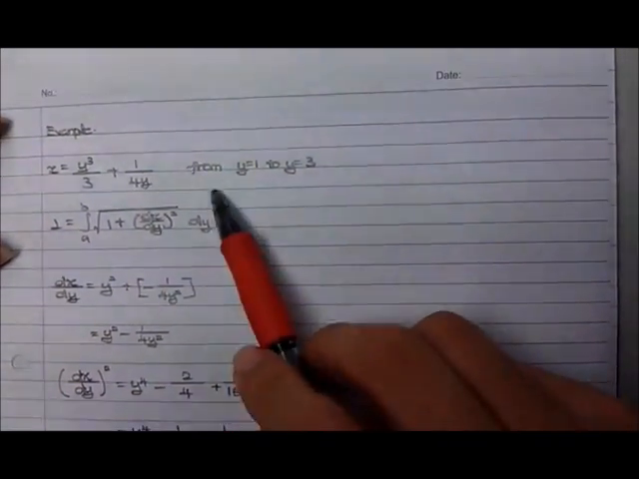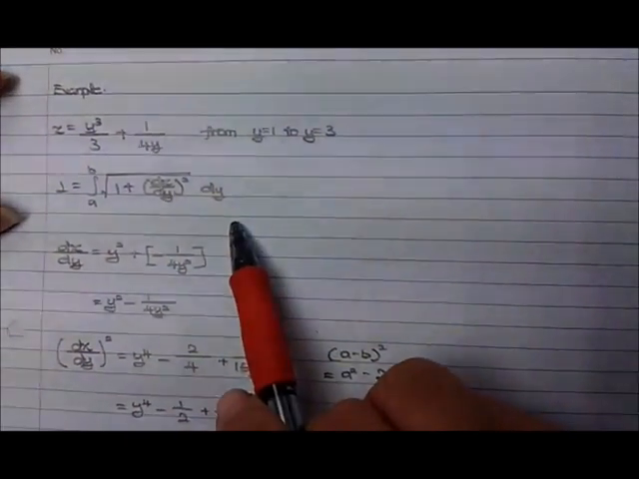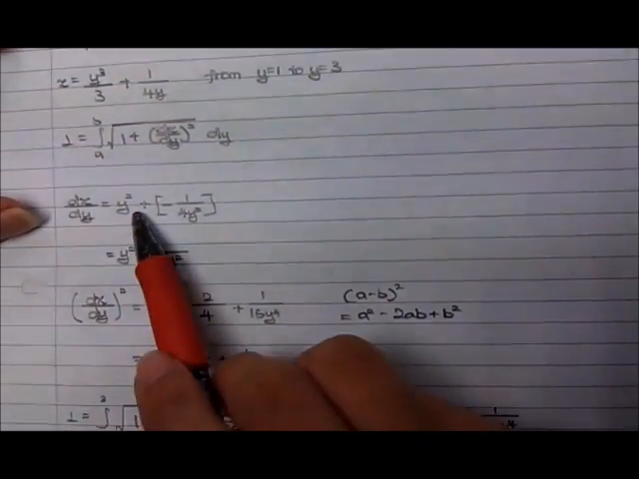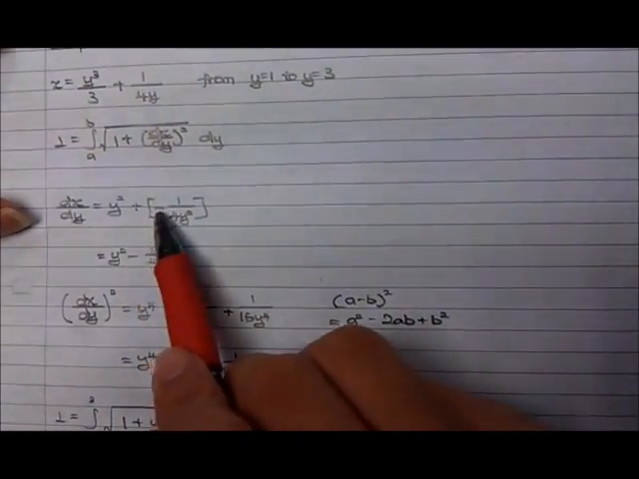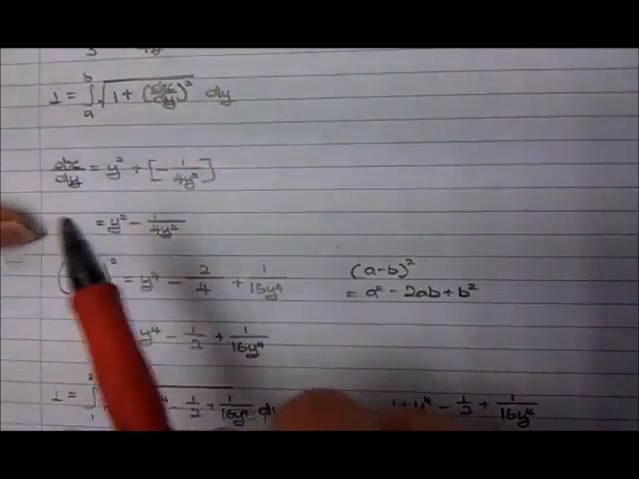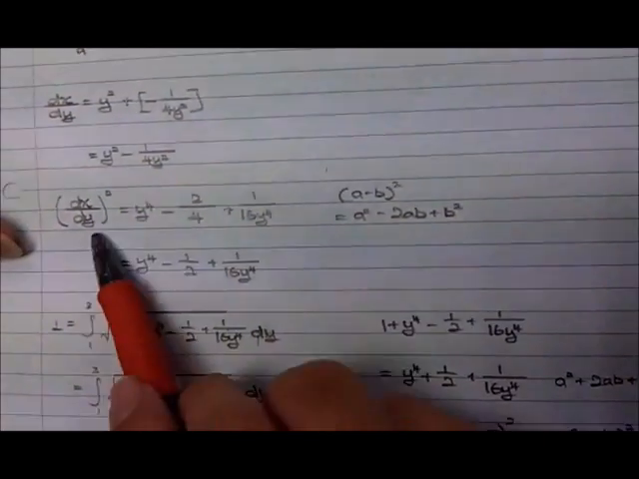Second example: x equals y to the power 3 over 3 plus 1 over 4y, I'm sorry. The limit is from y equals 1 to y equals 3. This is the general formula, dx over dy. So dx over dy equals y squared plus negative 1 over 4y squared, which is y squared minus 1 over 4y squared. You square the whole thing.